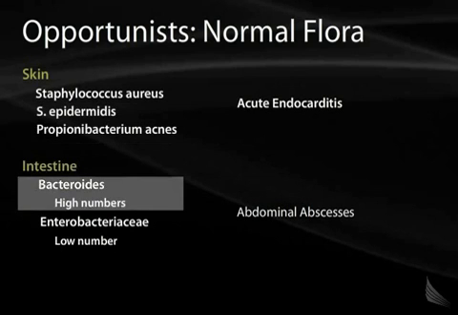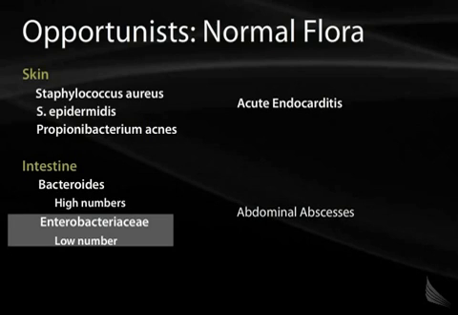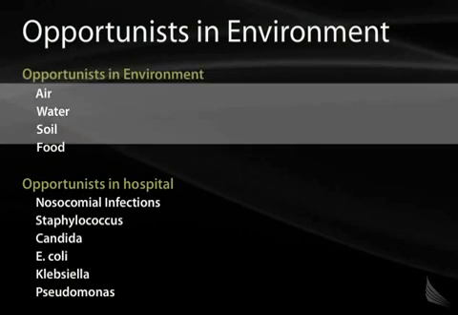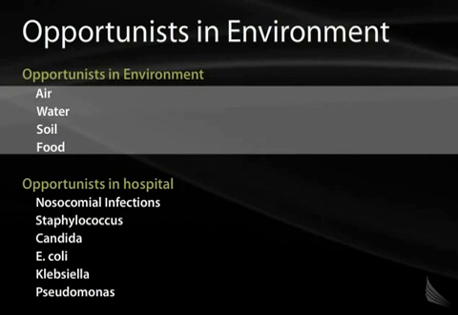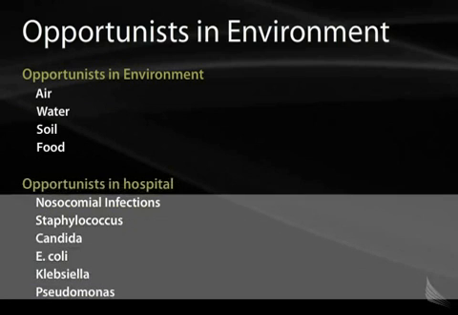In the intestine, you can get Bacteroides. If they replicate enough, you can cause an abdominal abscess. And the same thing with Enterobacteriaceae in low numbers. There are opportunists in the environment. These are diseases we can catch from the air, the water, the soil, or the food. A hospital is a great place to get sick. You can get nosocomial infections with Staph, Candida, E. coli, Klebsiella, and Pseudomonas. What we do is we take people, we get them in an immunocompromised state, and then we expose them to pathogenic bacteria by transferring from patient to patient.